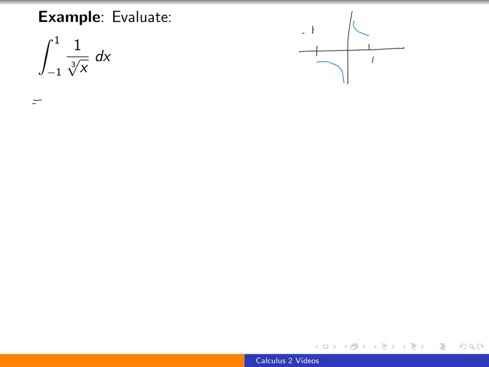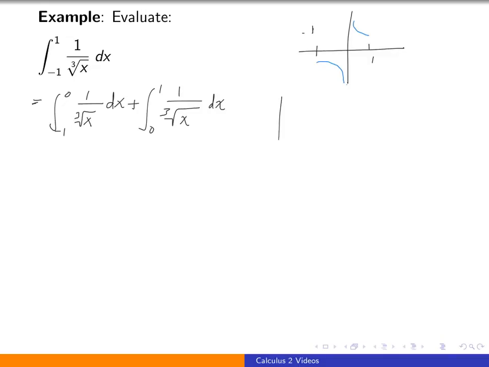Because of this infinite discontinuity at 0, which happens in the middle of the interval, we are going to have to break this up into two separate integrals: from minus 1 to 0 of 1 over the cube root of x, plus from 0 to 1 of 1 over the cube root of x. But we actually do not have to evaluate both of these integrals. We only need to evaluate one of them.